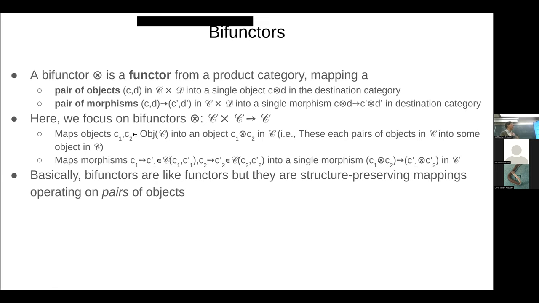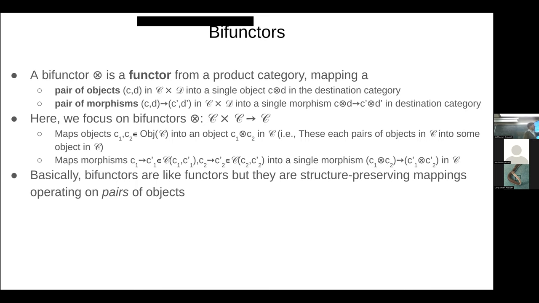This is called a bifunctor. It takes this product category and maps it over, right? It maps pairs of objects in a product category into a single object in the destination category called C tensor D. Don't be worried, it's a tensor in linear algebra and vector spaces, but here it's just a name for it. It could be plus, it could be times, it could be different monoidal operations. We do it a lot with times and plus.